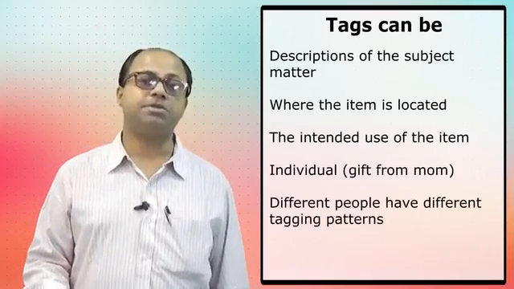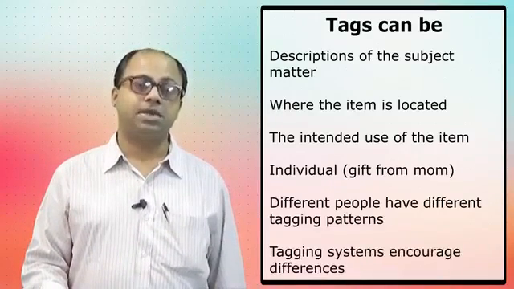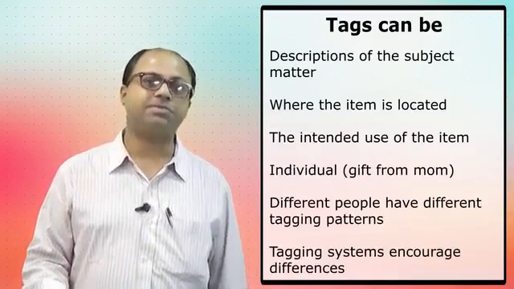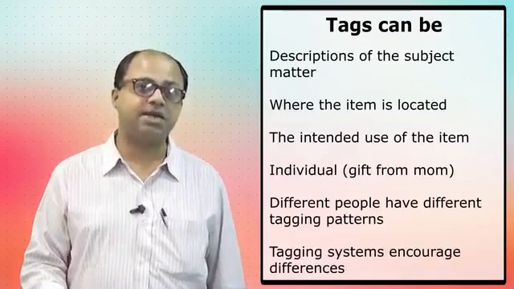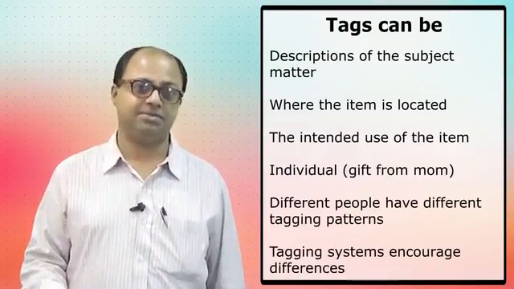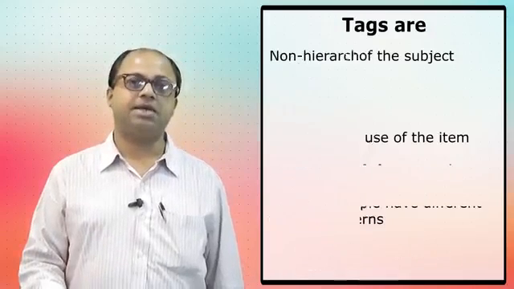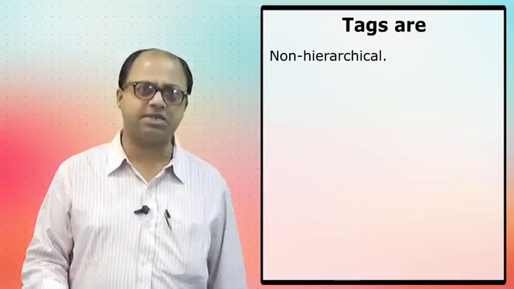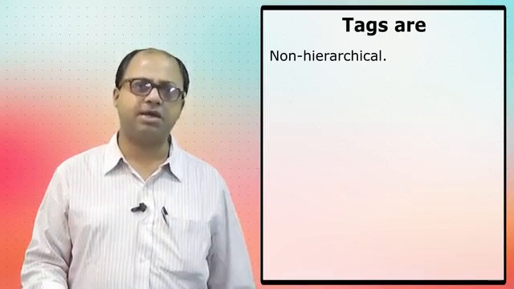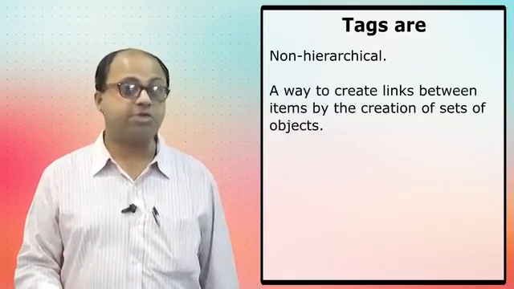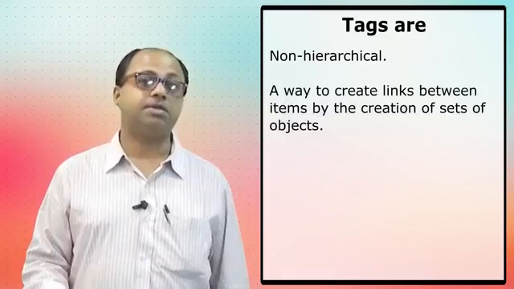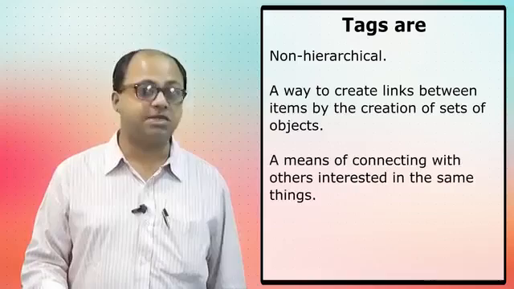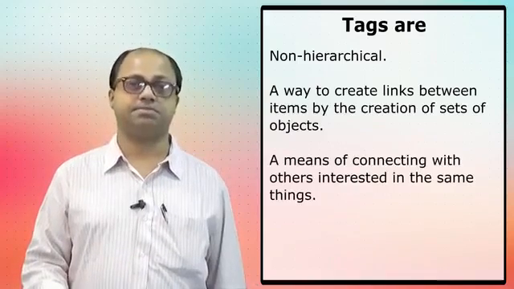Now, different people have different tagging patterns. Therefore, a tagging system encourages differences. That is the basic beauty of a tagging system. It firmly discourages any sort of standardization, but it encourages differences. Tags are non-hierarchical. How can they be non-hierarchical? It is just relational. It is creating links, so it must be non-hierarchical. It is a way to create links between items by the creation of sets of objects, a means of connecting with others interested in the same things.